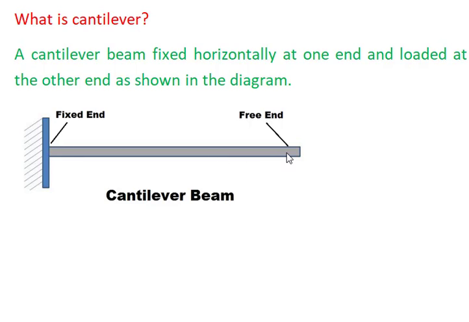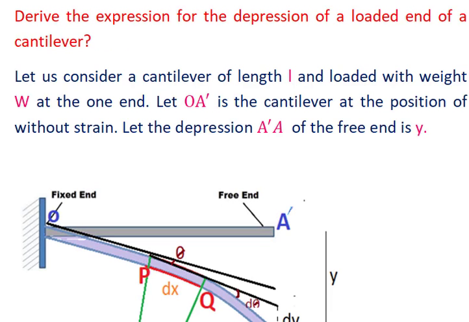So this type of setting of a scale or beam or any wooden material is known as a cantilever. Let us derive the expression for the depression of a loaded end of a cantilever. So the cantilever is fixed at one end and it is free at the other end.